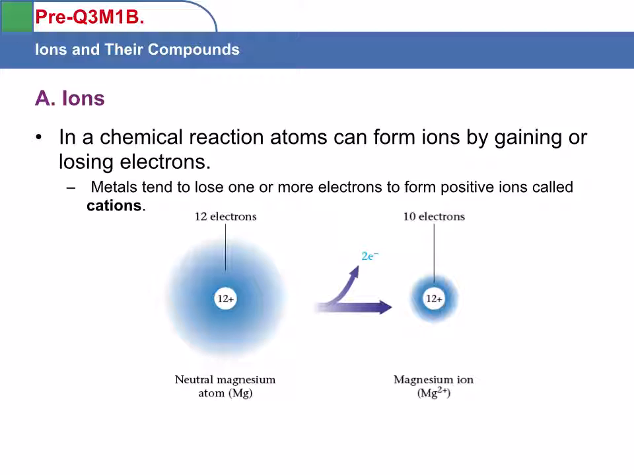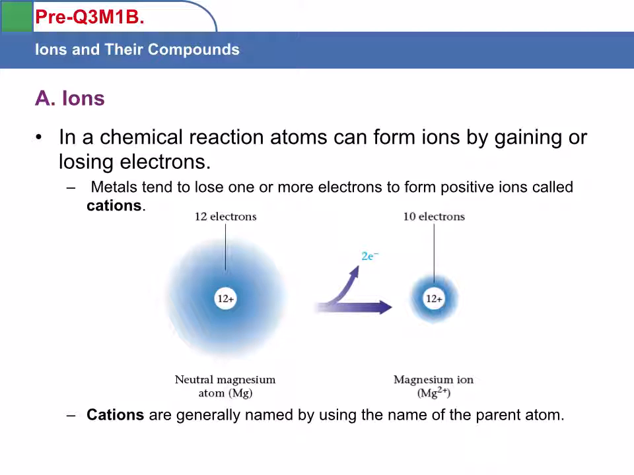So magnesium, for example, has 12 electrons normally. And that's a neutral magnesium atom, and you have 12 protons always. But if I take away 2 electrons, then I have 10 electrons, my cloud is much smaller, and I've created a more stable ion. But that's called Mg2+. And then cations are generally named by using the name of the parent atom. That just means we call it magnesium. So the parent atom is magnesium, but Mg2+ is still a magnesium ion.